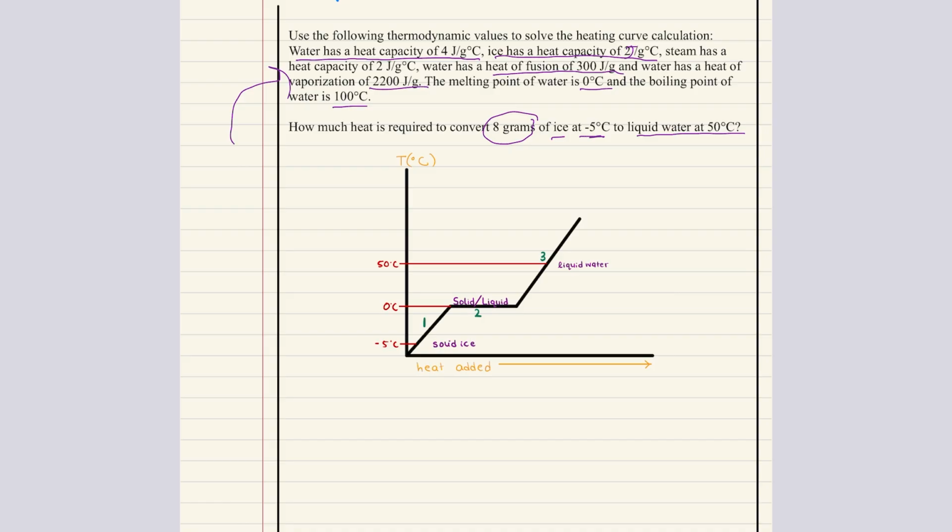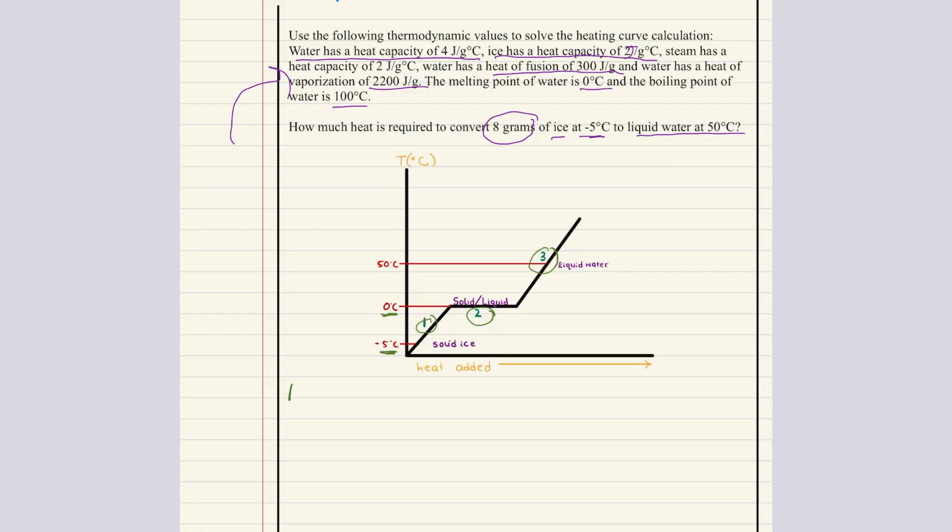So we start by recognizing that the process includes 3 segments of the heating curve. First, we need to warm the solid ice from -5 degrees Celsius to 0 degrees Celsius. Second, we're going to melt the ice at 0 degrees Celsius into liquid water. And then finally, we warm the liquid water from 0 degrees Celsius to 50 degrees Celsius. Each of these steps uses a different equation and thermodynamic value, so we're going to calculate them separately, and then we're going to add them together to get the total heat required.